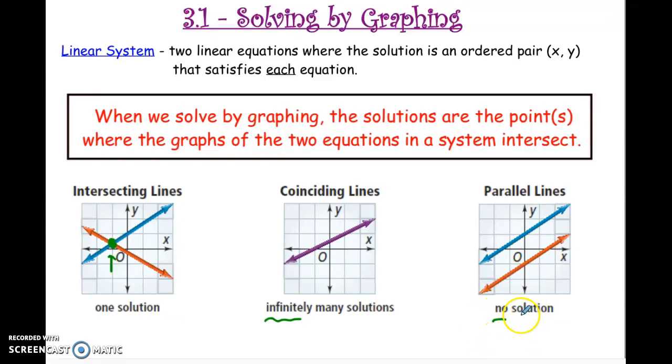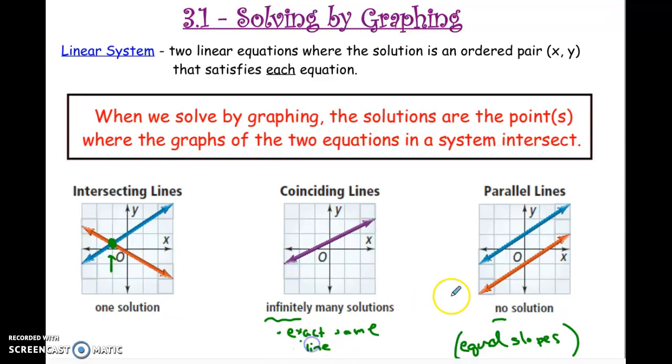Remember, one of the things we've already looked at is that parallel lines have equal slopes. So when the lines have equal slopes, that's how we know there is no solution. Over here in infinitely many, they're also going to have equal slopes, but they're going to be the exact same line.